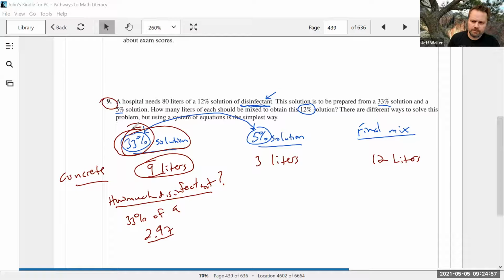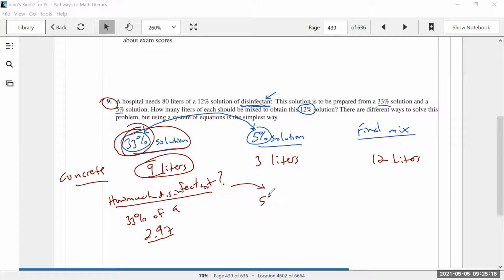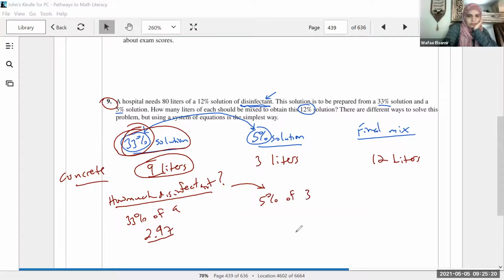Stay with me. Come on, you can do it. I used to do this with chocolate milk, where you have milk and you add chocolate, right? That's a little bit better than water and disinfectant, but oh well, too bad. What about this guy? Same question. How much disinfectant? How do you figure that out? 5% of 3. I like it. So how much disinfectant is in this one?